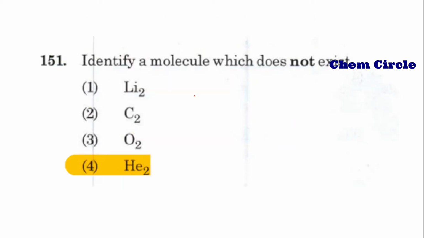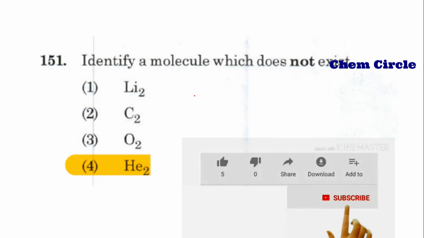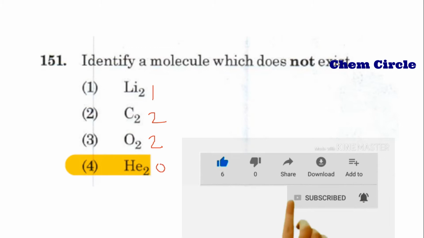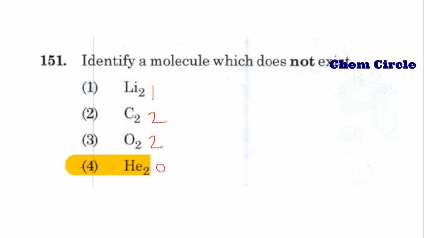Next, identify a molecule which does not exist. According to molecular orbital theory, the bond order of oxygen is 2, carbon also 2, and lithium is 1. The bond order of helium is 0, which is not possible to form a molecule. So the answer is 4, helium.